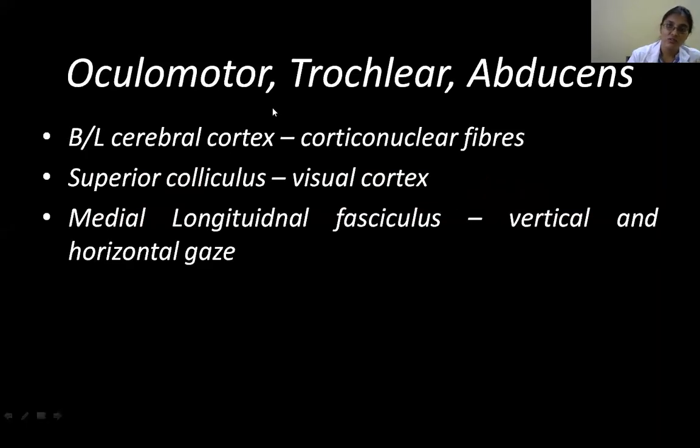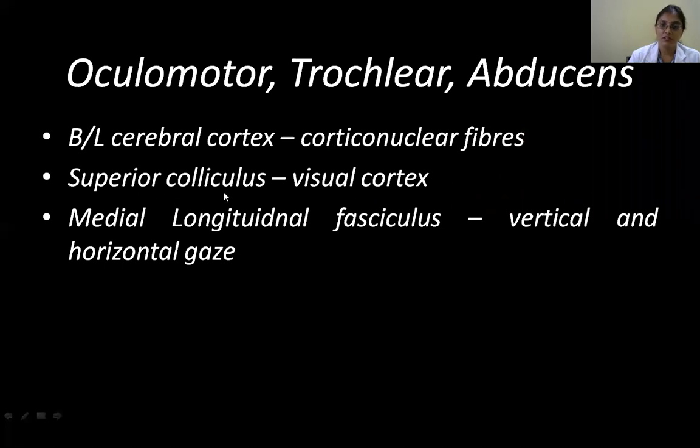So these nuclei have, as I told you, some connection with the higher centers and the other centers. So what are they? Because all of these are related to moving the eyeball, and these are all somatomotor, definitely they get corticonuclear fibers from both the sides. Okay, so the right and left come here, and this side right and left go there. So bilateral cerebral cortex, the corticonuclear fibers.